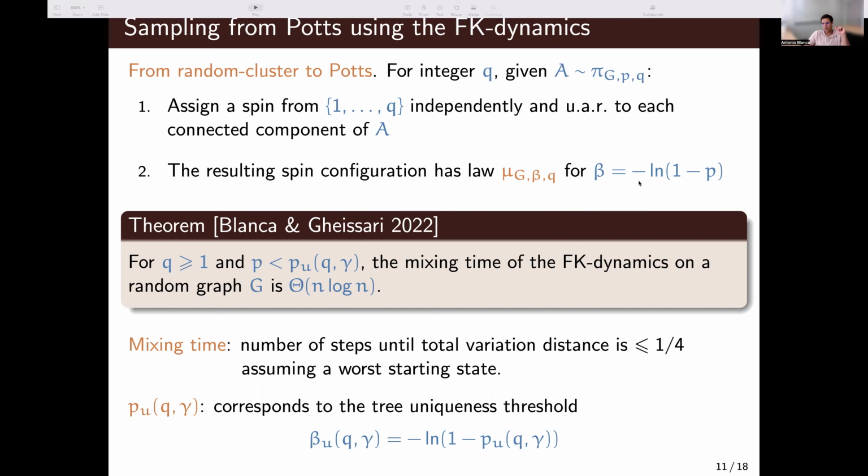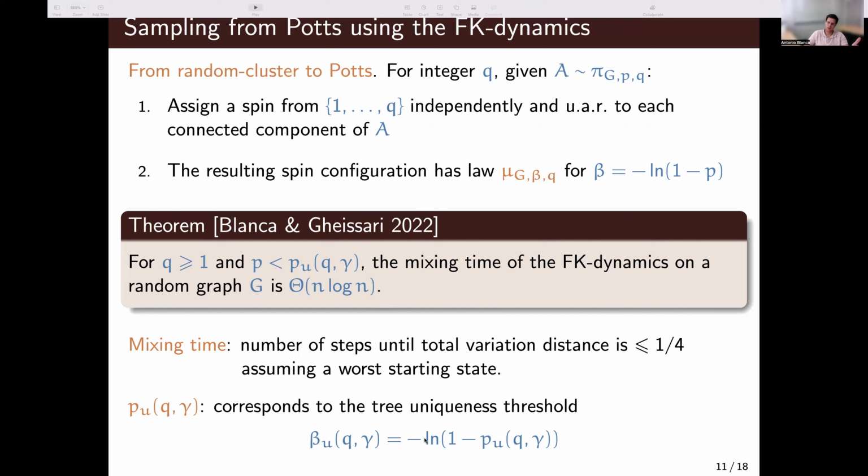Okay. Our main technical result actually is a tight bound for the mixing time of the FK dynamics on a random graph, right? And this tight bound is n log n. Remember that the mixing time is the number of steps the chain needs to converge. What that means is that we look from the worst possible starting point at the number of steps it takes for the total variation distance to get below 1/4. Okay, so the mixing time, and this threshold here, p_U, is the corresponding threshold to the uniqueness for the random cluster model.